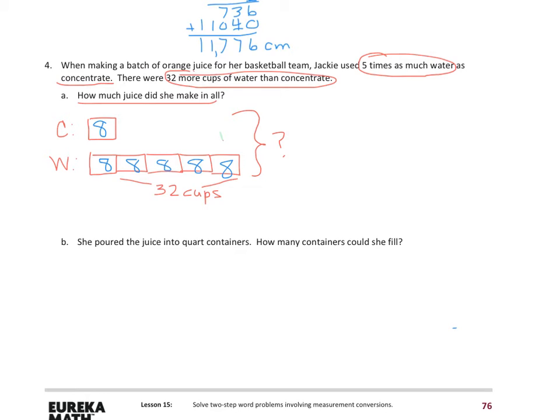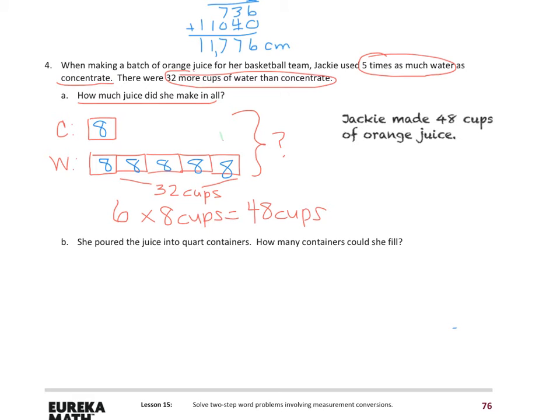So to figure out how many cups of juice she made, since we have 6 boxes, we multiply that by 8 cups, and write this down as I'm writing it down, we're going to get 48 cups of juice she made. So adding your sentence to the question, Jackie made 48 cups of orange juice.